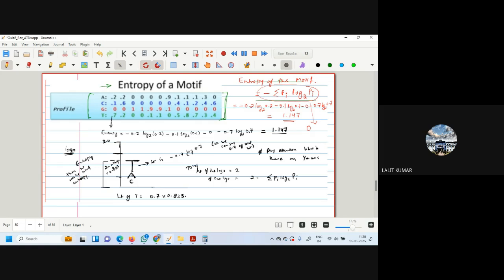That is the minimum. Okay. And in case it is 0, 0, 0, 1, then what will be the highest value of this? For example, if all have the same 1 by 4, 1 by 4, 1 by 4, and 1 by 4, you can check with the help of a calculator. The maximum value of this will become 2. So the entropy of the motif is between 0 and 2. Is this okay?